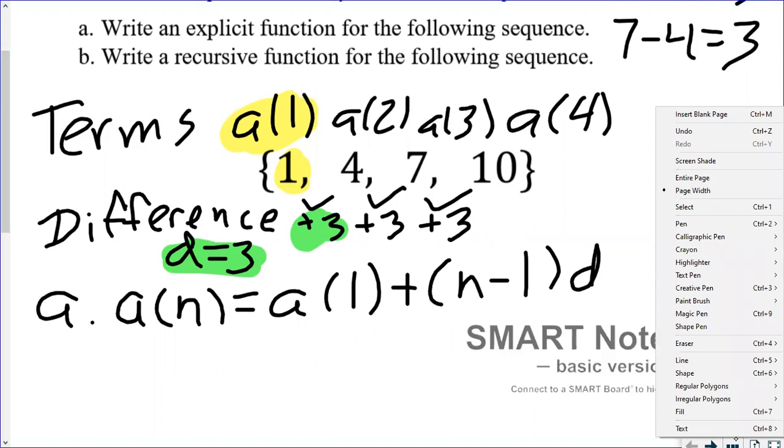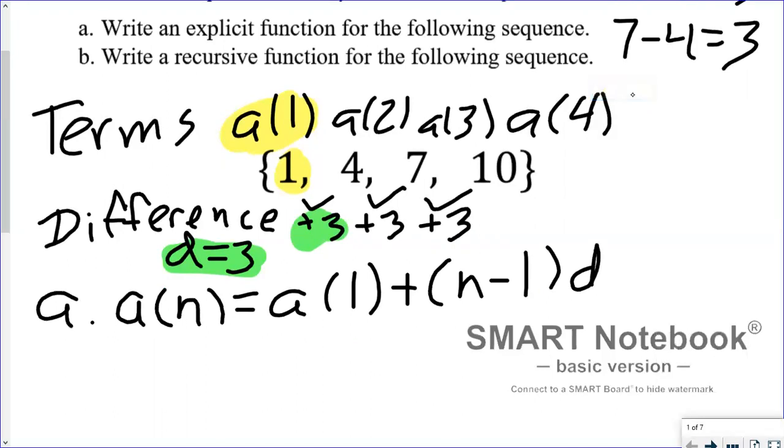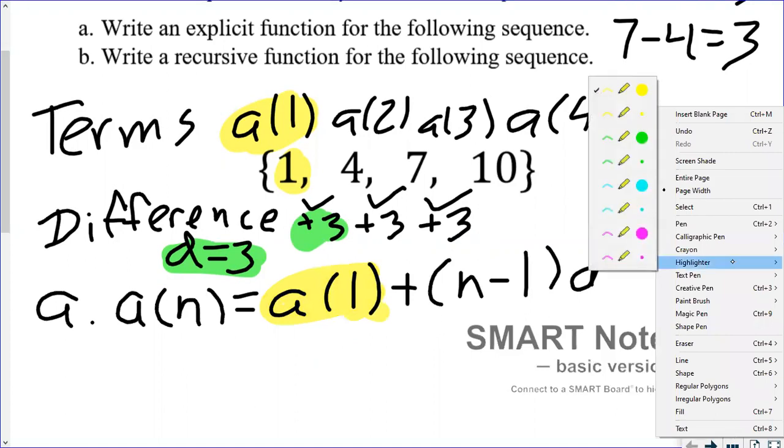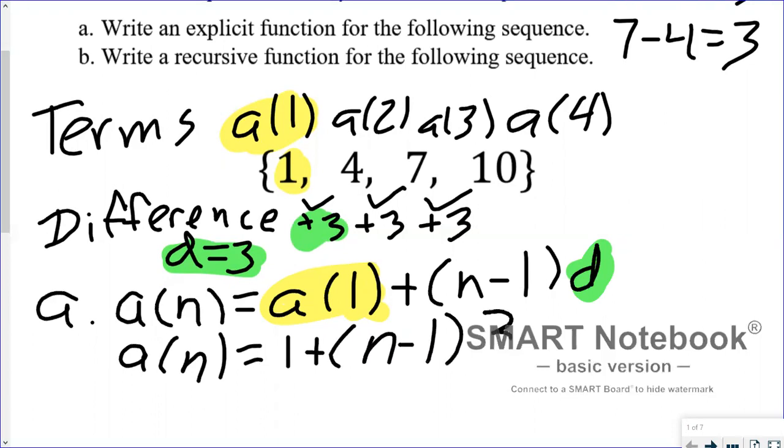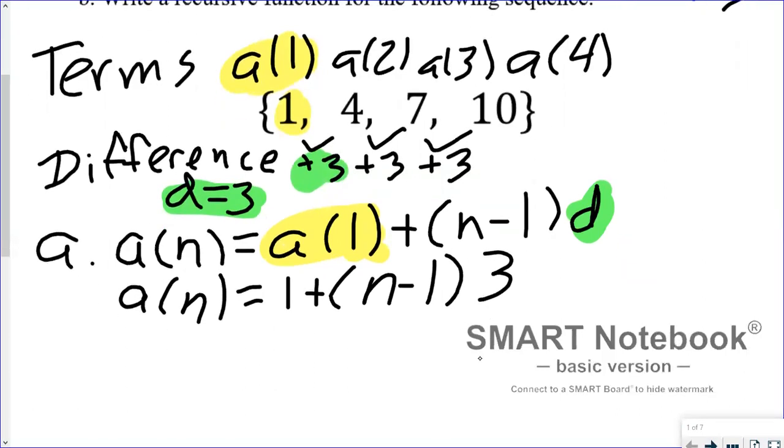So again, I'm going to use yellow for the first term and green for my common difference D. I'll highlight the A1 term in yellow. And I'll highlight my common difference in green. So now I just have to plug in. So we say an equals 1 plus n minus 1, and my common difference is 3. And this is my explicit formula.